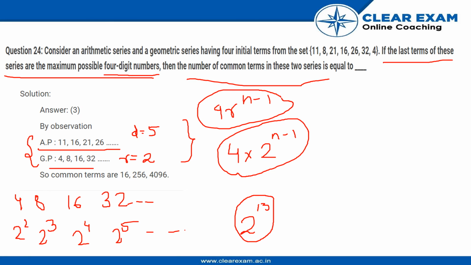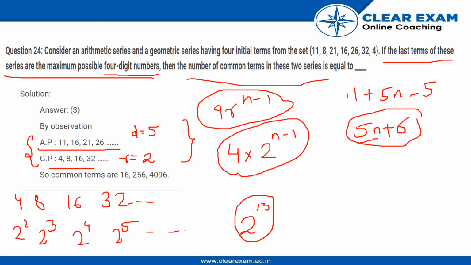And in the AP case, the last term is 11 plus n minus 1, into D, which is 5, so we have 5n minus 5 plus 11, that is 5n plus 6. So we have the last term in this series to be this term over here, and if we look, we have the divisor as 5, and the remainder is 6.